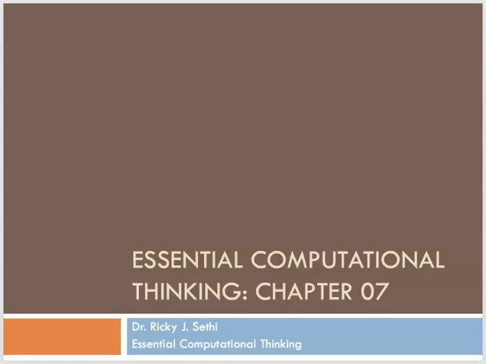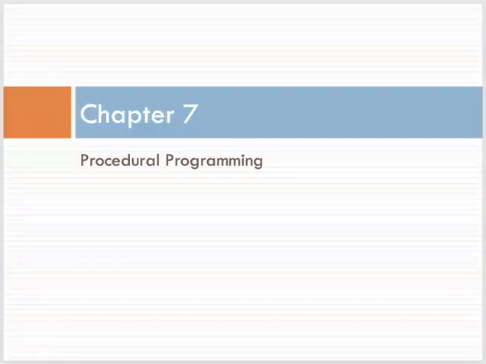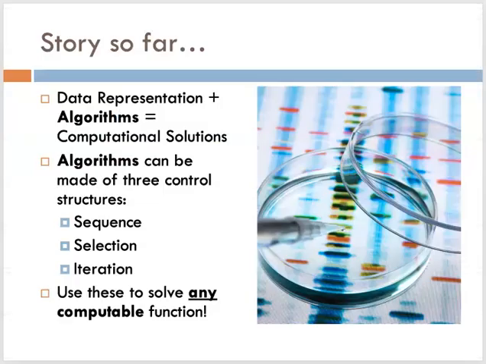We're now going to delve into chapter 7, and in chapter 7 we start to lay the foundation of procedural programming. We've been doing this imperative programming approach all along, and so let's step back and see what our story is so far. Well, we started off by saying that our computational solutions consist of essentially some kind of data representation plus the algorithms that manipulate that data structure that we have.